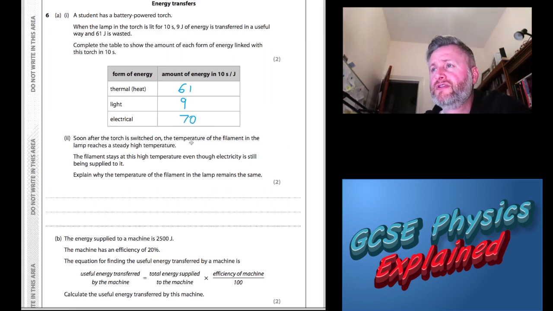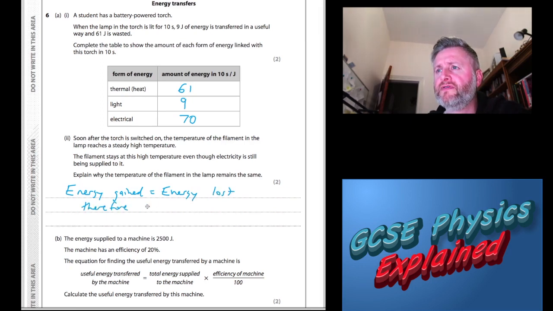Soon after the torch is switched on, the temperature of the filament in the lamp reaches a steady high temperature. The filament stays at this high temperature even though electricity is still being supplied to it. Explain why the temperature of the filament in the lamp remains the same. Well, the energy that it's gaining must be the same as the energy that it's losing, so the temperature remains constant. Energy gained equals energy lost, therefore temperature is constant.